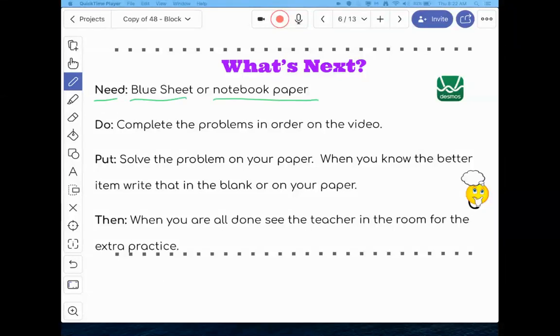You're going to complete the problems in order that are on the video. What you're going to do is pause on each problem. You're going to solve the problem on your paper. When you know the better item, write that item in the blank or on your paper. When you're all done, you can see the teacher in the room for extra practice.